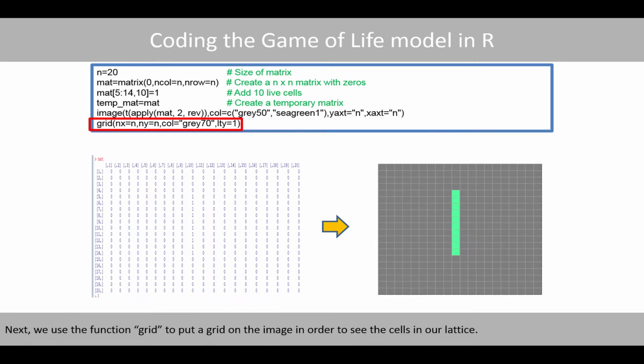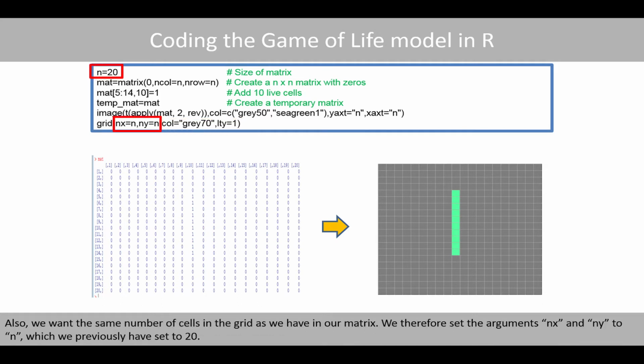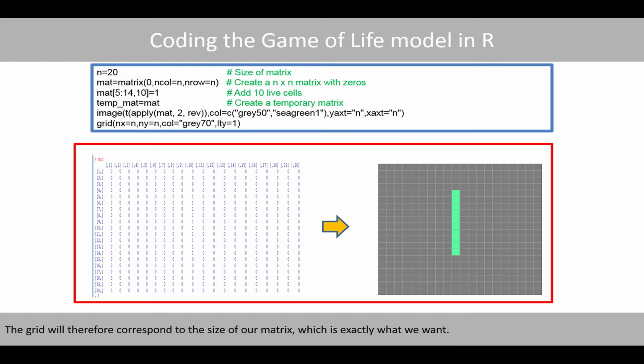Next, we use the function grid to put a grid on the image in order to see the cells in our lattice. We want simple solid lines for the grid, so we set the line type to 1 and use the color gray 70 for the lines. Also, we want the same number of cells in the grid as we have in our matrix. We therefore set the arguments nx and ny to n, which we previously have set to 20. The grid will therefore correspond to the size of our matrix, which is exactly what we want.